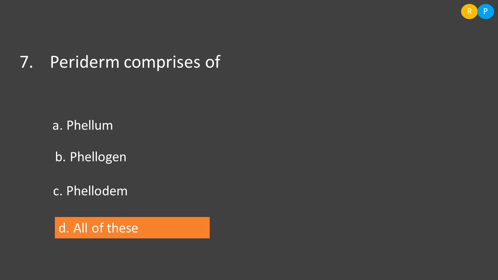Then option D, all of these. So the combination of phellem, phellogen and phelloderm in the cortex region is called as periderm. So that is why we are calling periderm a secondary protective tissue. So the correct answer is option D, all of these.